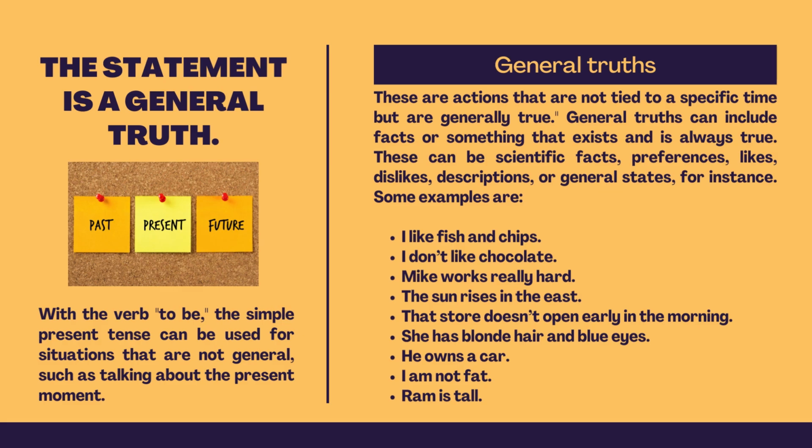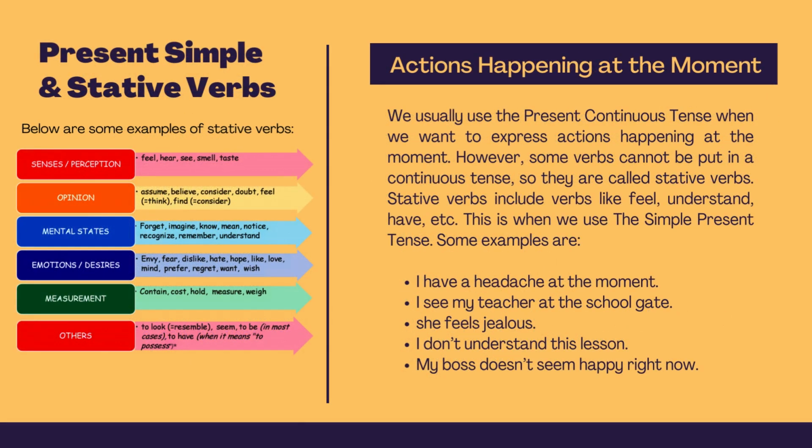All right, let's look at the next one. Now we use the simple present tense for stative verbs. Now we usually use the present continuous tense when we want to talk about actions happening at the moment. However, some verbs cannot be put in continuous tense, so they are called stative verbs. And these stative verbs are words like feel and understand, have, and hope. And we use the present simple tense to refer to these verbs. We do not add ing to stative verbs.